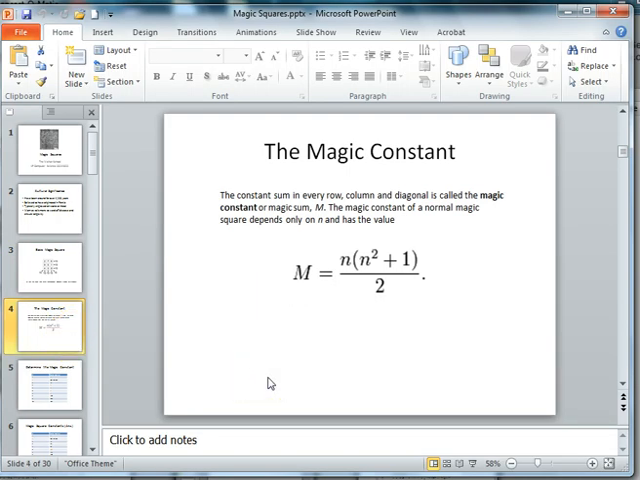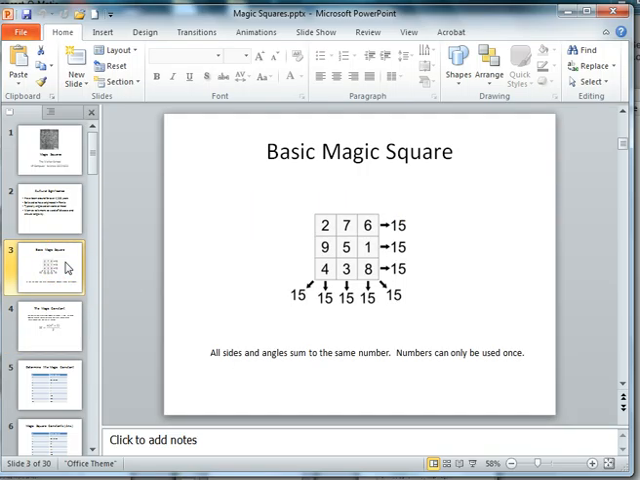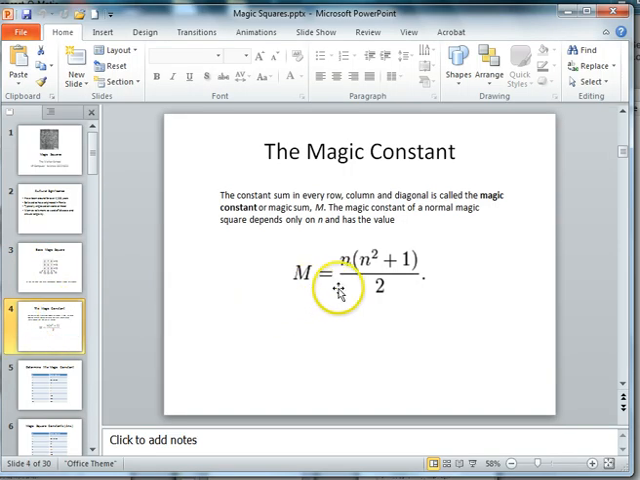So each square has a magic constant, and this is the mathematical formula for representing the magic constant, where n is the number of sides. So if we have a 3x3 square, we take 3 and square it, so 3 times 3 is 9, plus 1 is 10, times 3, which is 30, and then we divide by 2, which is 15, and that was our magic number. If we had a magic square of 4, it would be 4 times 4 is 16, plus 1 is 17, times 4 is 68, divided by 2 would be 34.